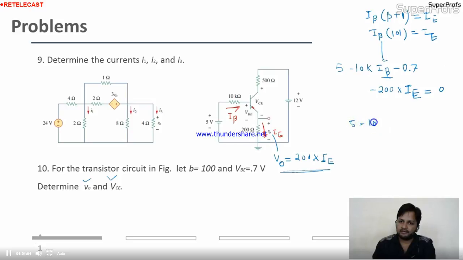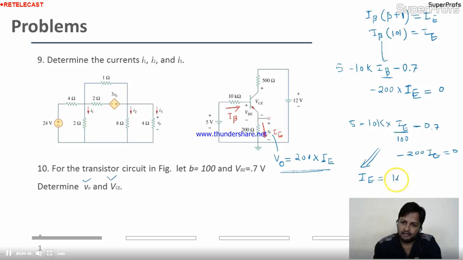So 5 minus 10k into IE divided by 101, I'm taking it as nearly 100 so it will be easy to cancel out, minus 0.7, minus 200 into IE equals 0. Only one unknown is there, and that is IE. When you simplify this, we can easily find the value of IE. When you solve this equation, your IE will be nearly 14 milliampere.